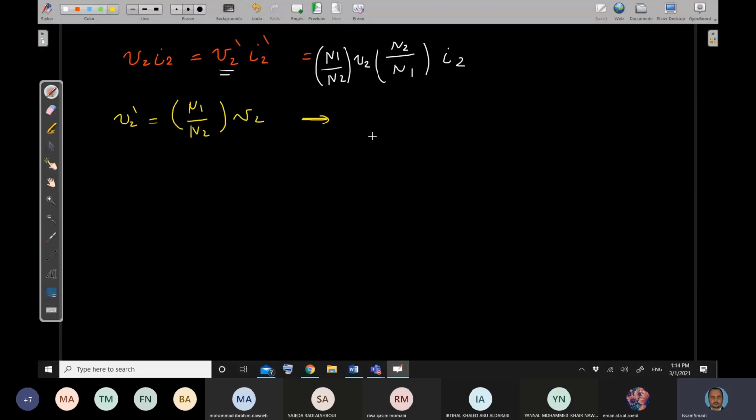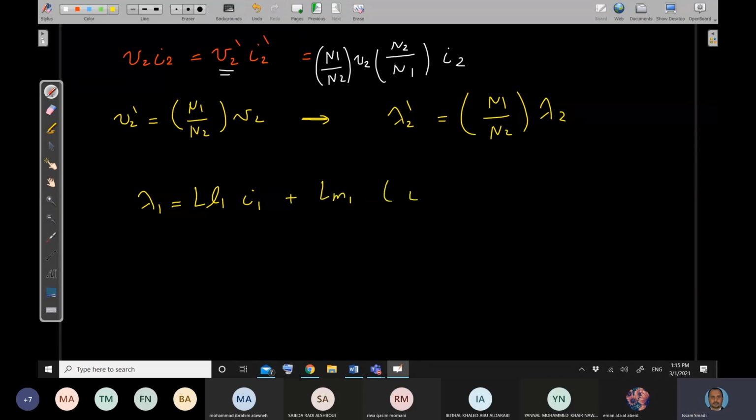And because the flux linkage is following the voltage, this means that lambda 2 dash is equal to N1 over N2 multiplied by lambda 2. So now if I need to write the flux linkage referred to the first coil, then lambda 1 is equal to L1 I1 plus LM1 times I1 plus I2 dash, and this one we achieved by the change of the variable. Remember that I2 dash is equal to N2 over N1 I2, and I2 dash is a virtual current that I'm assuming I'm injecting into the first coil in order to achieve the same effect as if I'm injecting the actual current in the second coil.